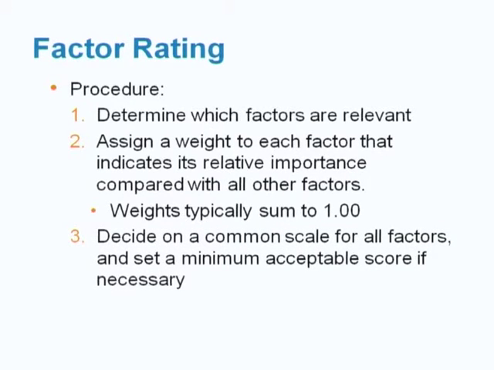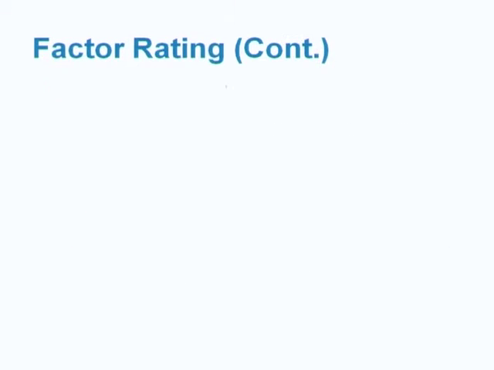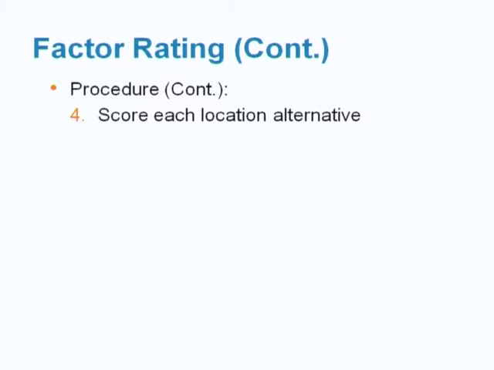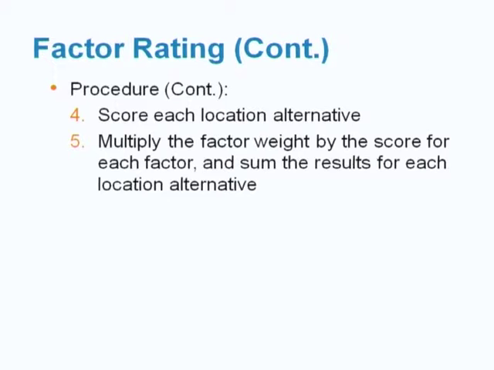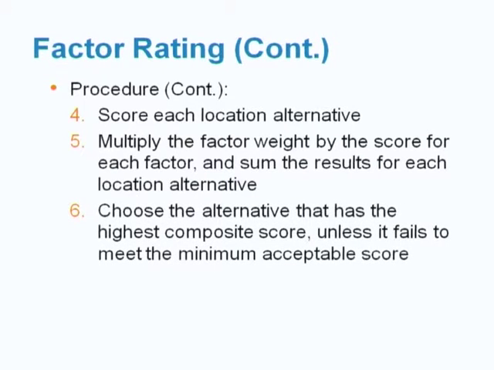3. Decide on a common scale for all factors and set a minimum acceptable score if necessary. 4. Score each location alternative. 5. Multiply the factor weight by the score for each factor and sum the results for each location alternative. And 6. Choose the alternative that has the highest composite score, unless it fails to meet the minimum acceptable score.